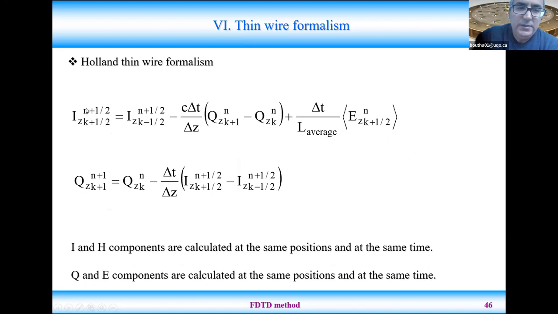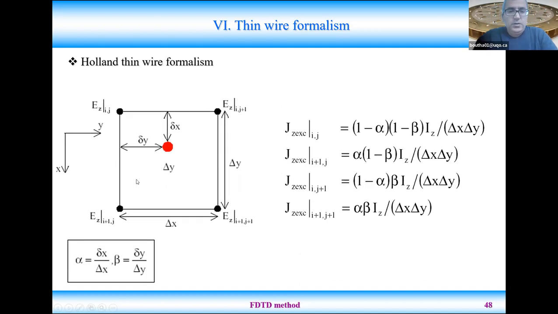That means we can update Iz because we know the electric field using FDTD. And we can update the charge because we know the current and the charge before. And then the current sources in the different positions. For the different positions in black, we see the different points for the Ez. We're going to use this relation. So the Jz at this position will be given by 1 minus alpha multiplied by 1 minus beta, Iz, and Iz is resolved by the previous equation. The same thing for each one, so we're going to have Jz for all of them here.